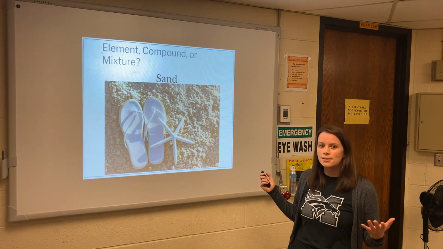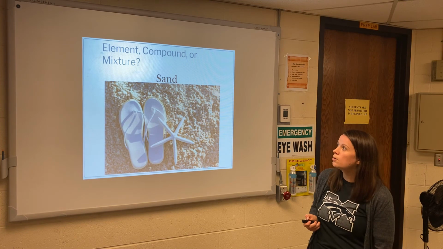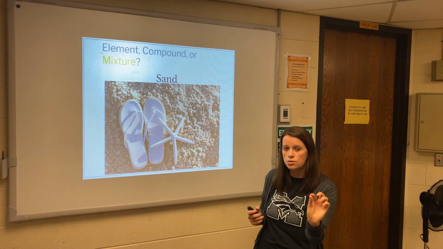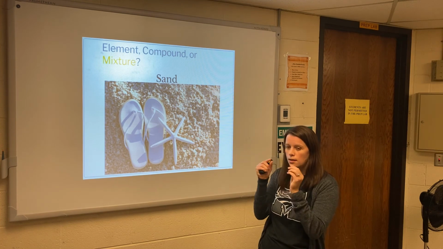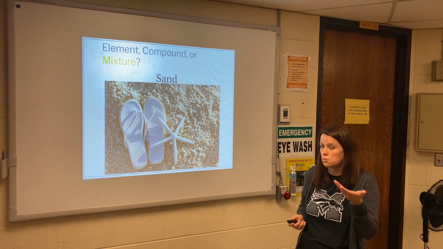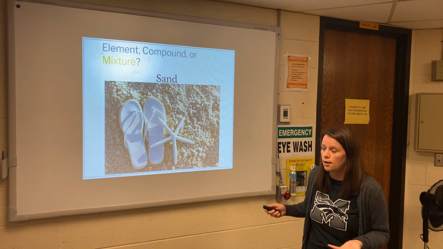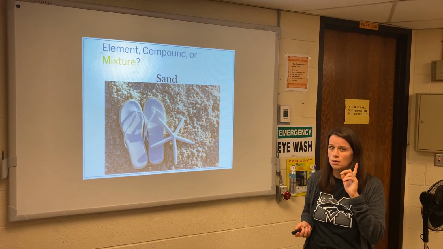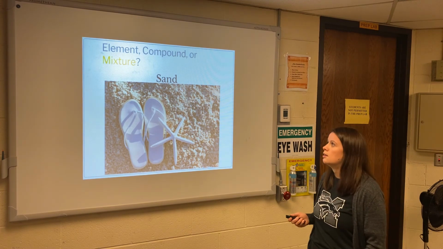Okay, sand. Element, compound, or mixture? It's a mixture. They're actually tiny, tiny pieces of stone and all these other debris that have just been worn way down. And if you look at sand really closely, it's really intriguing to look at. If you ever go to a beach again, have a look at it. I'm not talking about beaches here. I'm talking about like a proper beach.